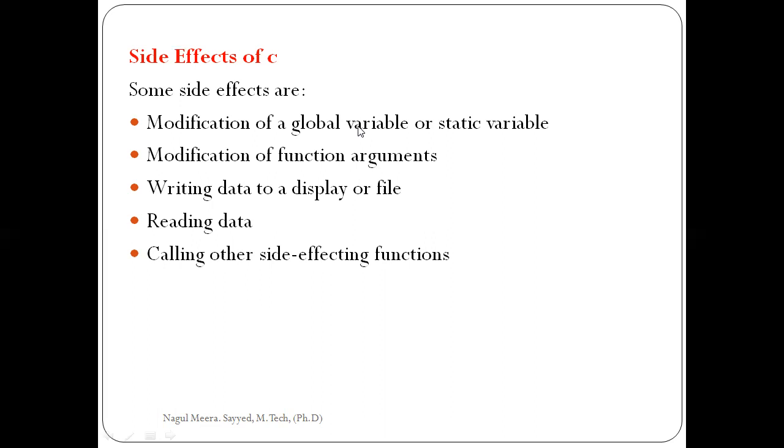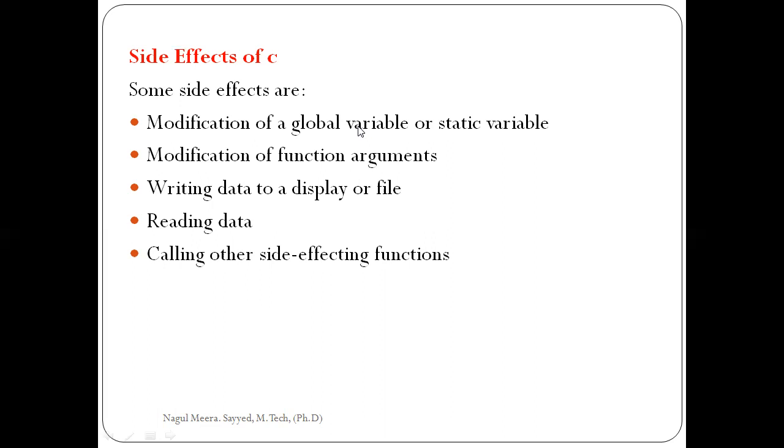Next one is modification of function arguments. This topic we will discuss in functions only. What is the meaning of function arguments? Function arguments are also called parameters. For example, if our program consists of more than one function, or a function consists of more than one argument, we may get confused about how these variables are accessed. At this time we can get side effects, nothing but some errors.